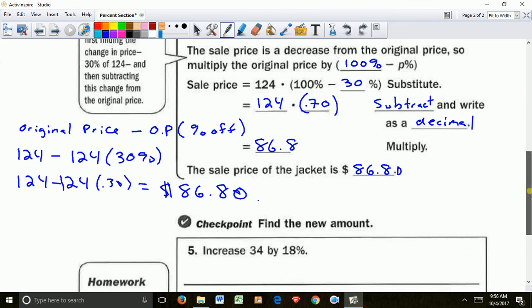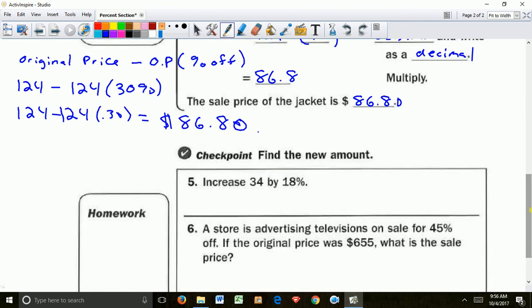All right, doing the checkpoints, find the new amount. For 5, you increase 34 by 18%. So you can take 34 plus 34 times 0.18. Now we get 34 plus 6.12, and that equals 40.12. So if you increase 34 by 18%, you get 40.12.